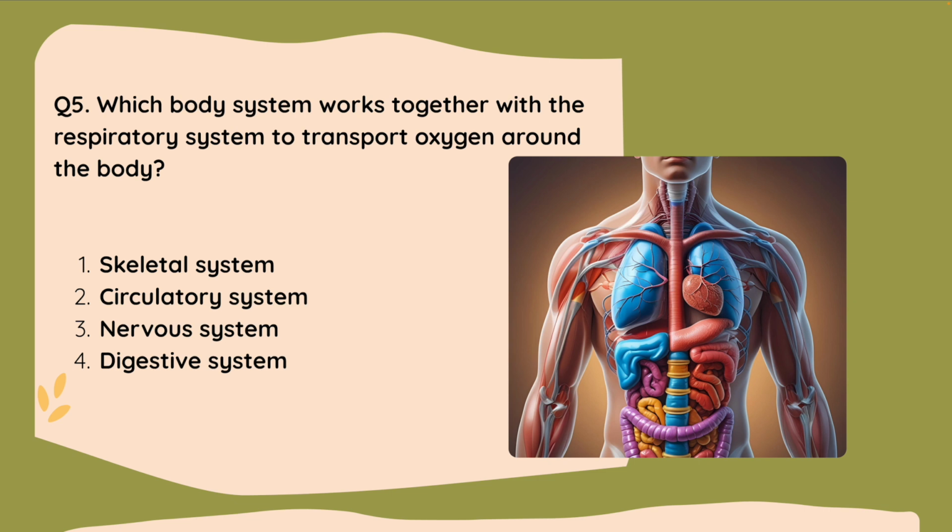Question 5. Which body system works together with the respiratory system to transport oxygen around the body? 1. Skeletal system. 2. Circulatory system. 3. Nervous system. 4. Digestive system.